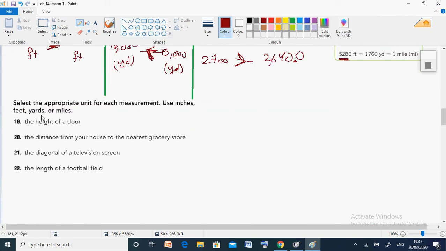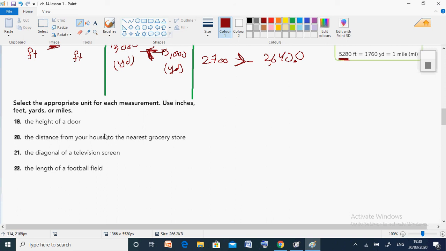for this question, select the appropriate unit of each measurement. Use inches, feet, yards, or miles. Okay, now the first question is the height of a door. The height of a door, we can say inches, feet, yards, or miles. What is the appropriate answer here? So the answer may vary. So I can put here sample answers.